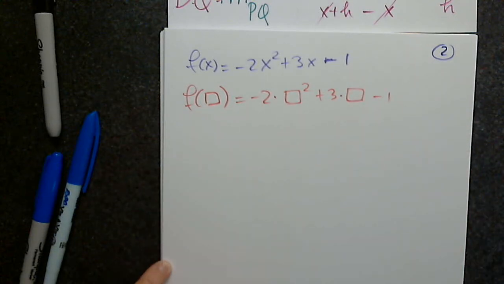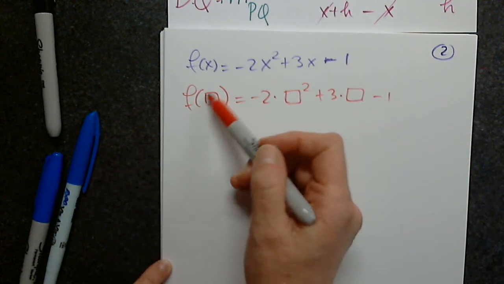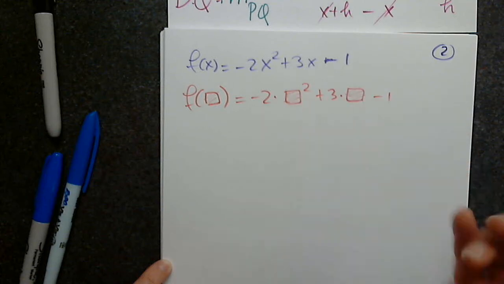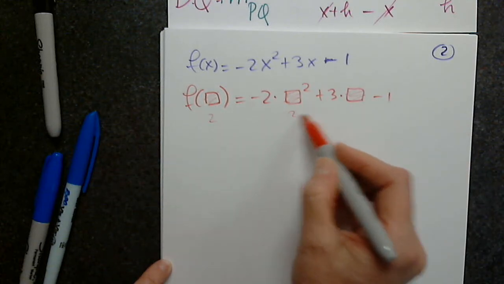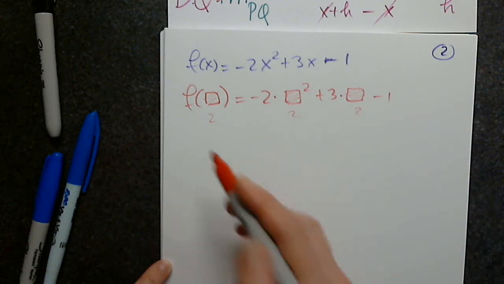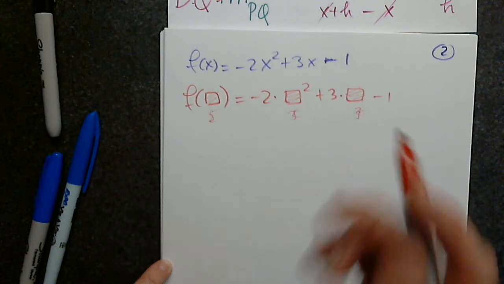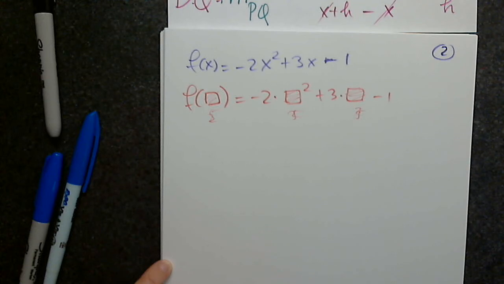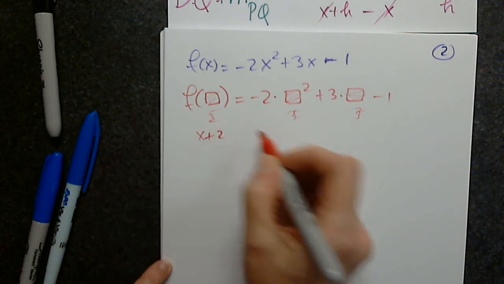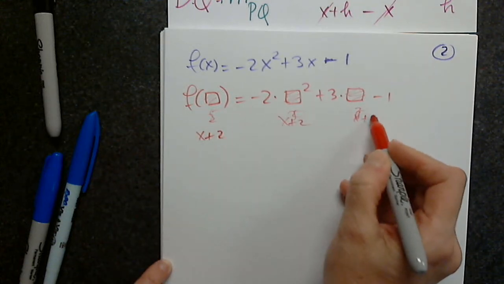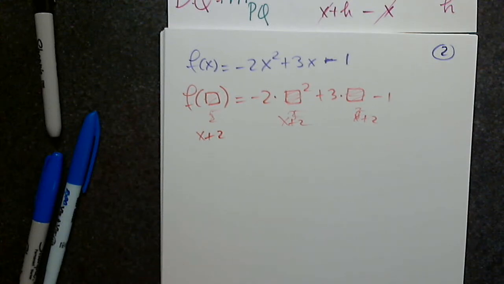This is the pattern. So in other words, whatever. If I want 2, I will put 2 everywhere. If I want 5, I will put 5 everywhere. If I want to put x plus 2, I will put x plus 2 everywhere, and so on and so forth, because I have to follow the pattern. The pattern says negative 2 times blah squared plus 3 times blah minus 1.